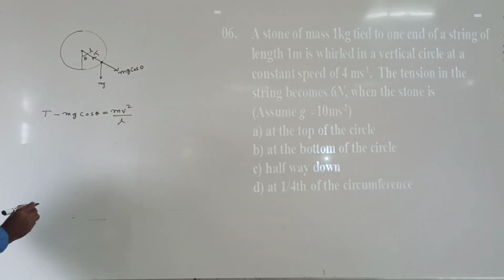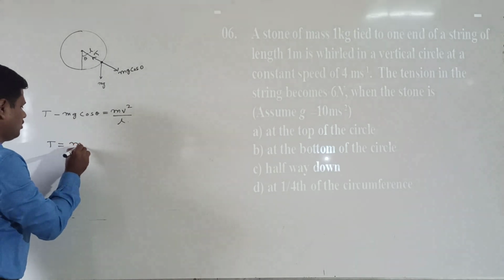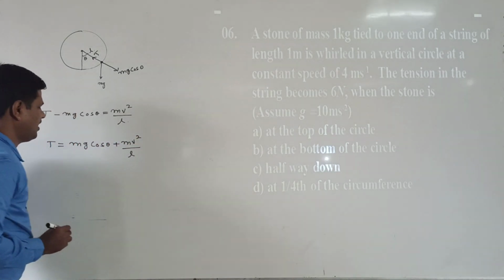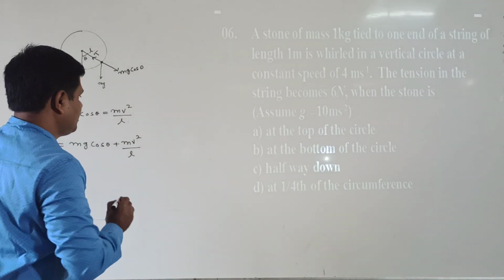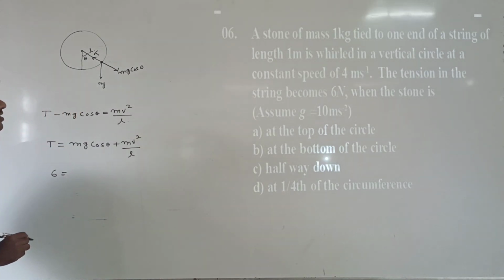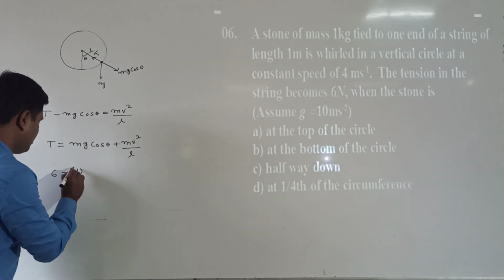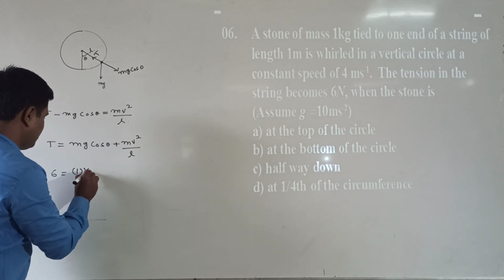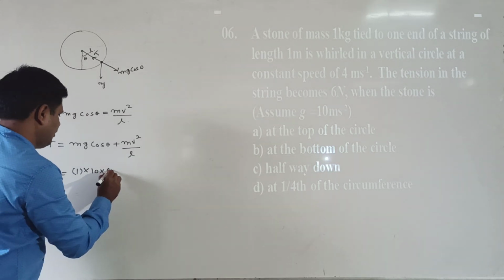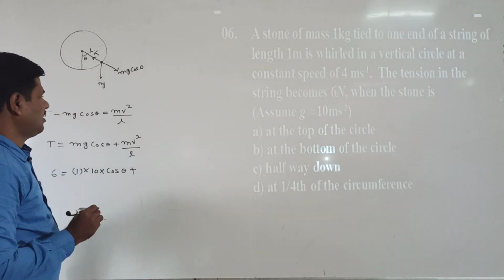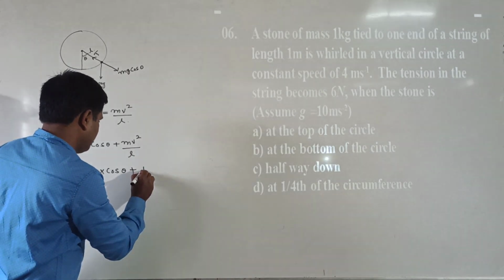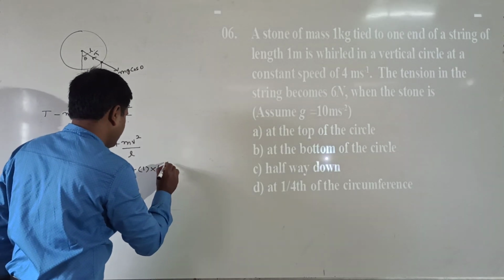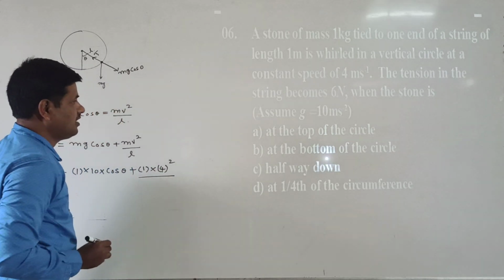Now from this, tension T is equal to mg cos theta plus mv square by L. Now tension is given here: tension is equal to 6. Mass is equal to 1 kg. Acceleration due to gravity is taken as about 10, and cos theta we don't know. We have to find the theta value, and m is equal to 1. Speed is given: speed is equal to 4 meter per second. 4 square by length.